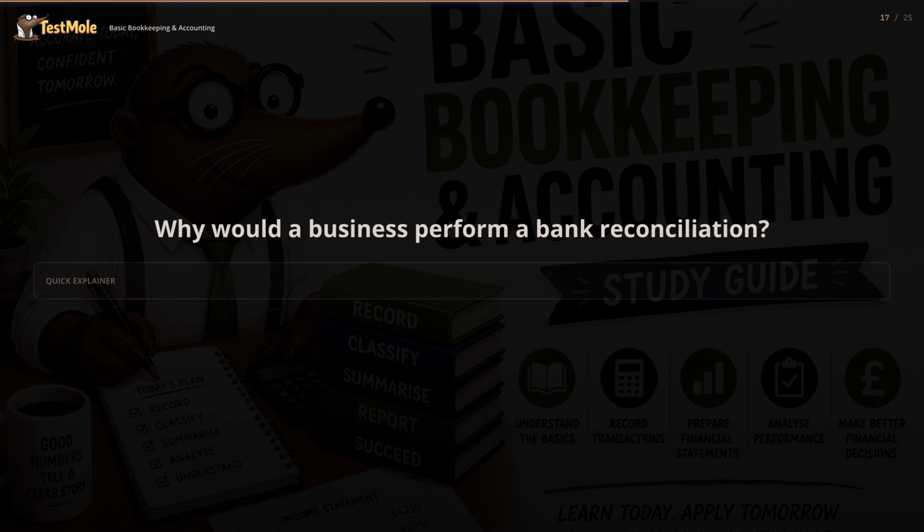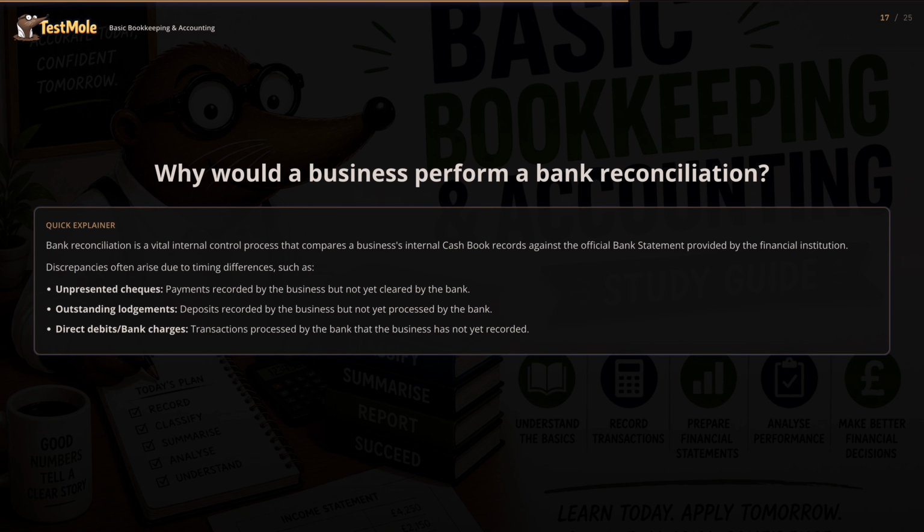Why would a business perform a bank reconciliation? Bank reconciliation is a vital internal control process that compares a business's internal cash book records against the official bank statement provided by the financial institution.